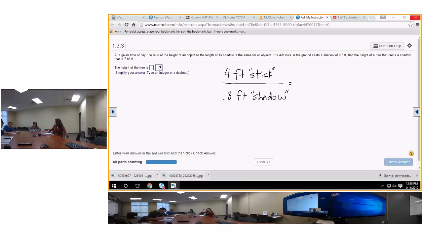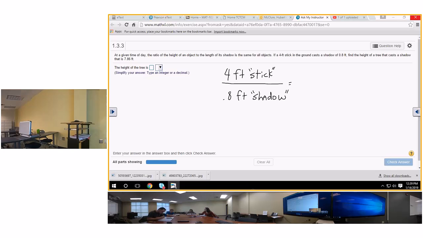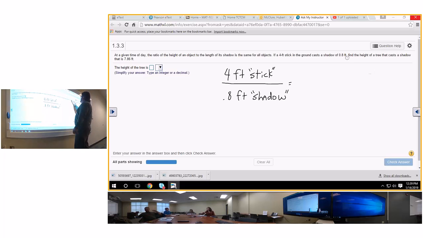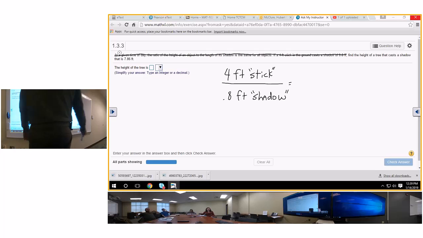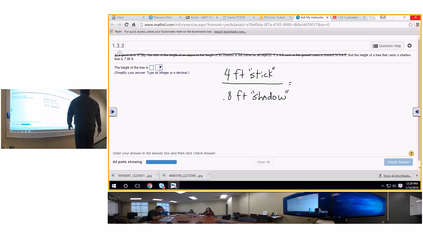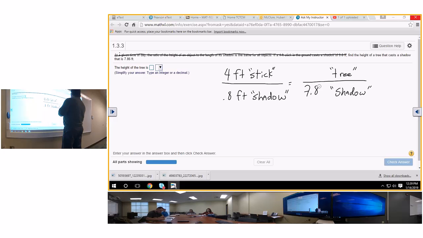So, here's the right-hand side. Okay, first of all, take your handy-dandy marker and mark all of this out because that's done. And then find the height of a tree. Tree goes up here, doesn't it? Find the height of the tree that cast a shadow of what? 7.86. So if that goes there, then what goes here? Because that you don't know.